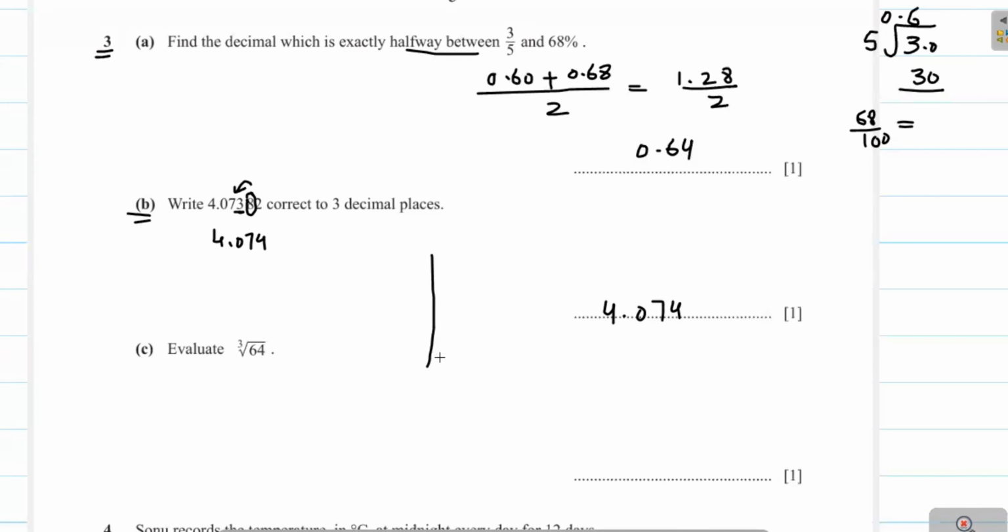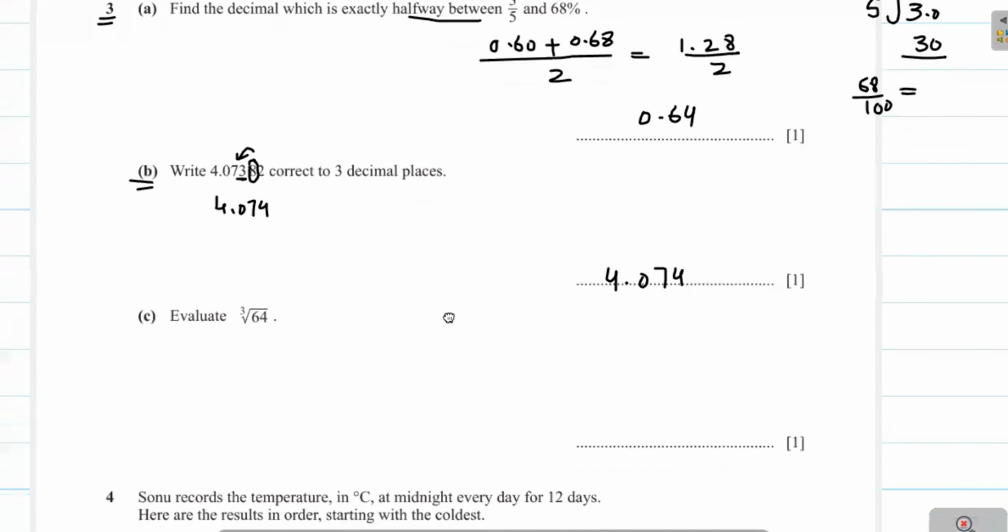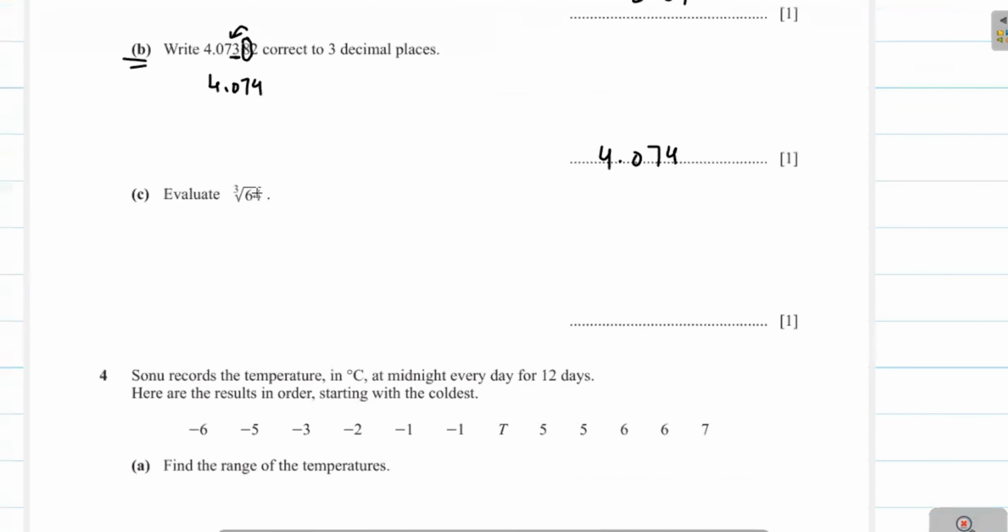Next, part C. In part C, evaluate the cube root of 64. We can write 64 as the cube of 4, and the cube root of 4 cubed will be equal to 4, and this is the answer.